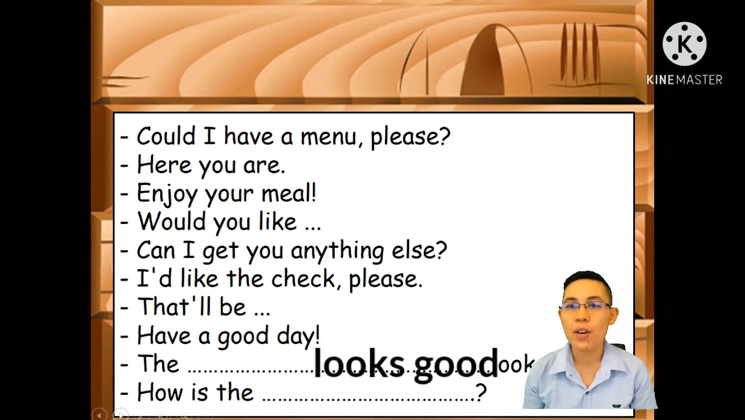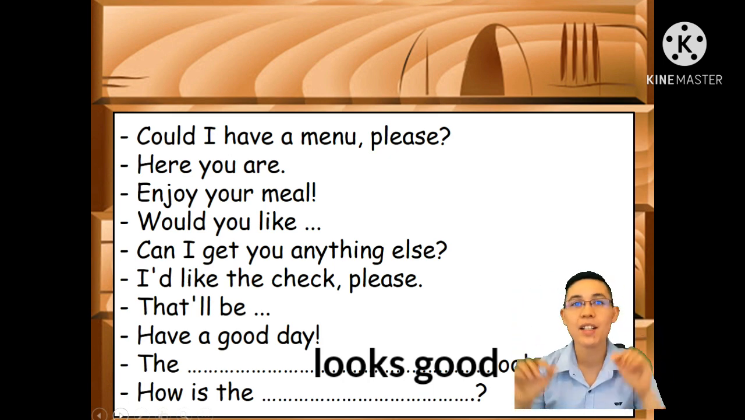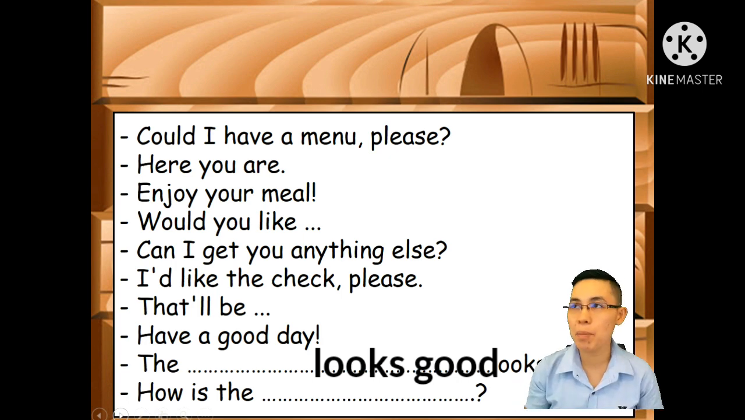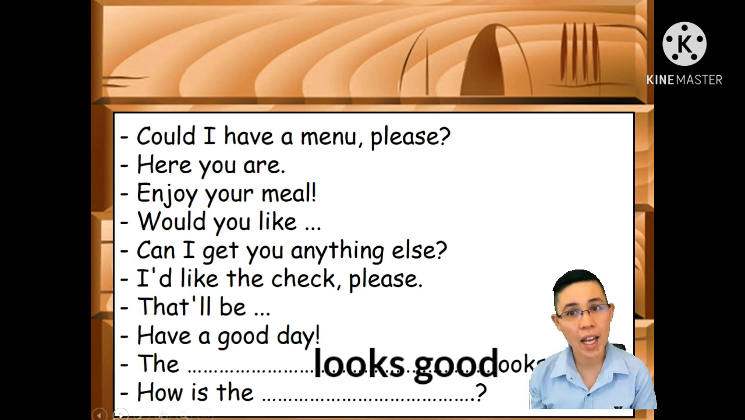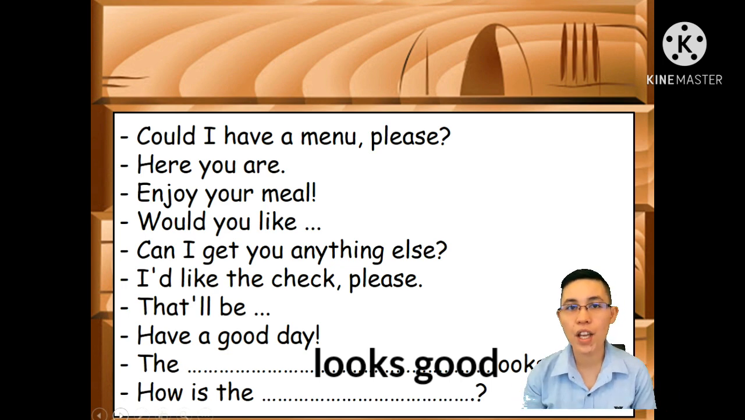Okay. Now next we have, I'd like the check, please. Most of the time we only do a sign. Okay, I'd like the check, or can we have the check, please? Now next we have, that will be all. Okay, that will be all. For example, if the waiter were to say, would you like anything else? Okay, if you don't need anything else, then you can just say, that will be all.